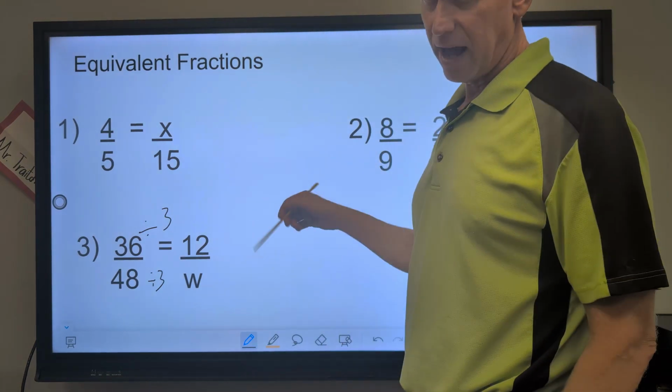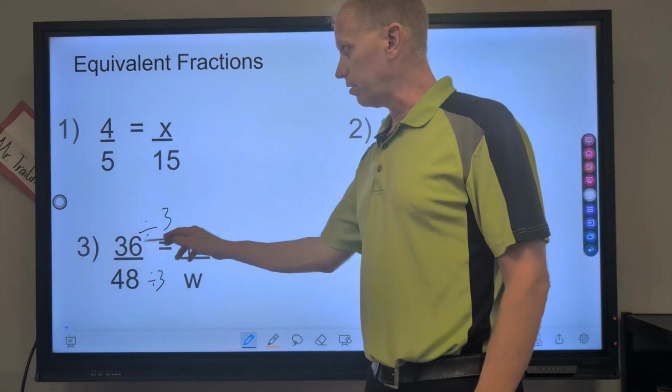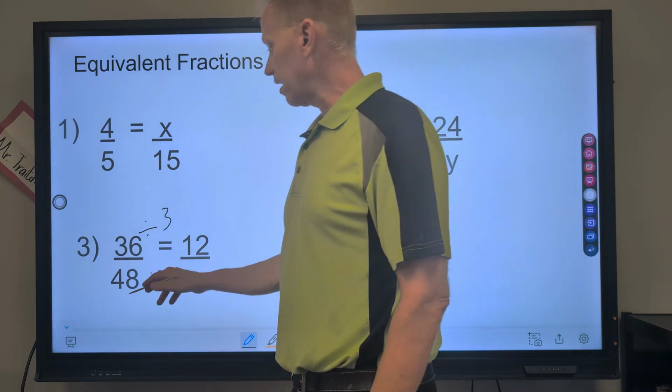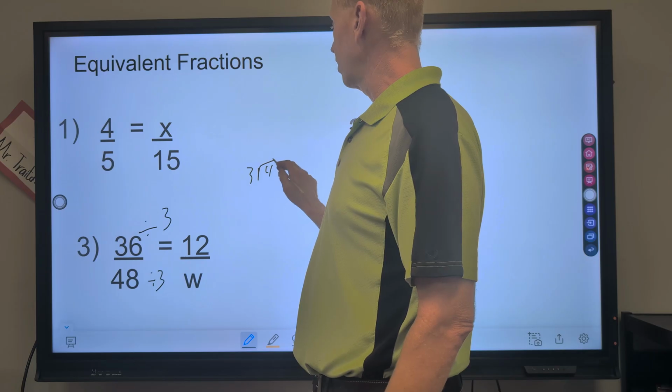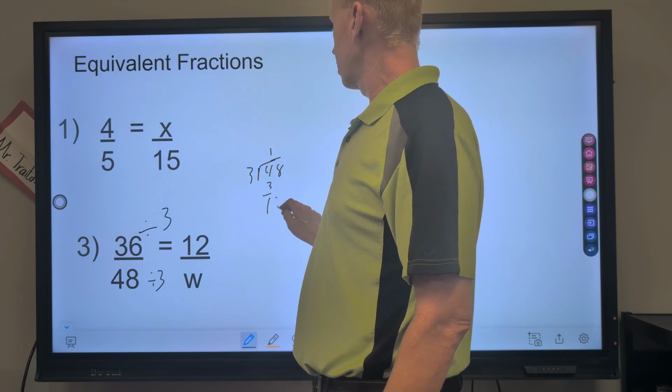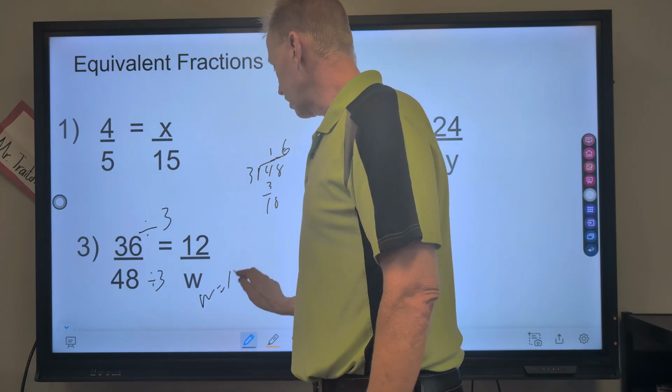Now, if I can't divide the bottom one by 3, I'd have to choose a different number. But I can, because 36 divided by 3 is 12. 48 divided by 3, and you can just simply do a long division problem if you don't know that. And it's 16. So W equals 16.